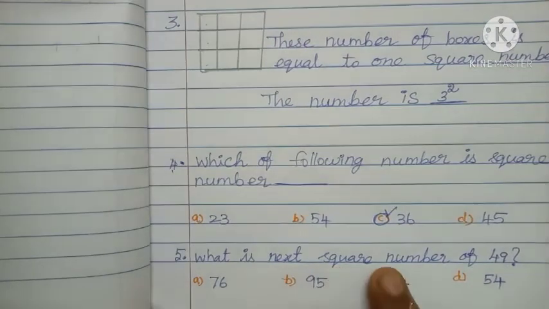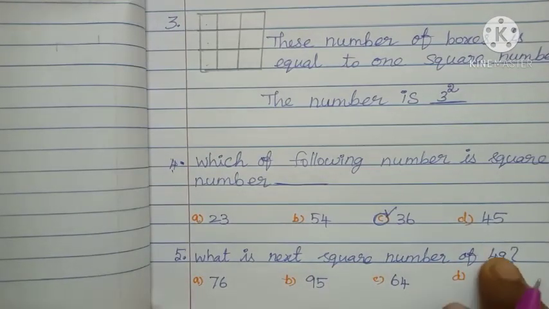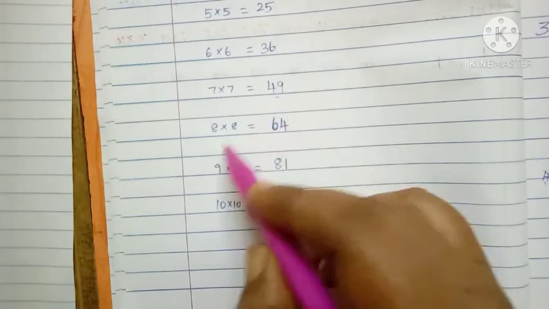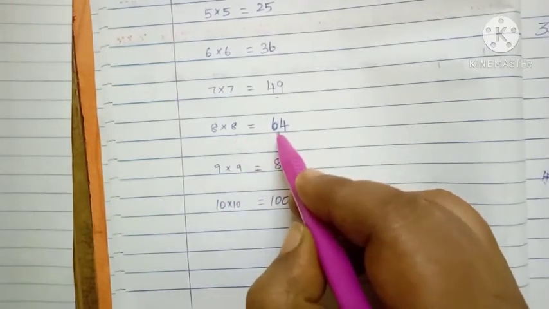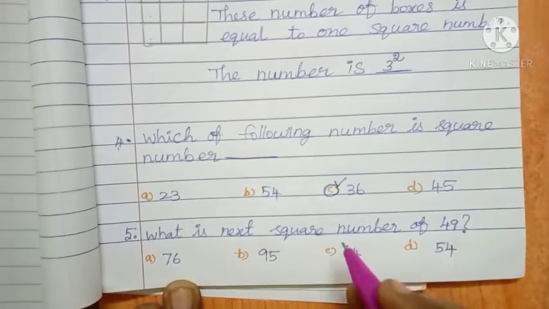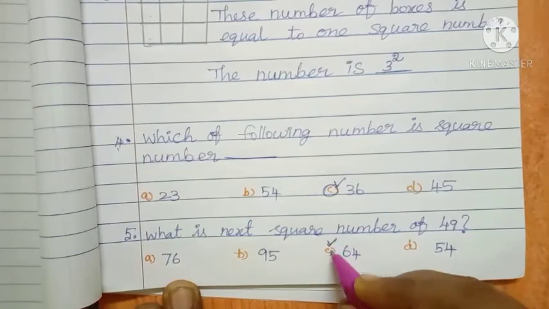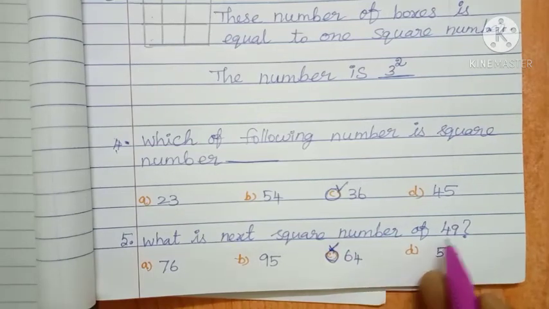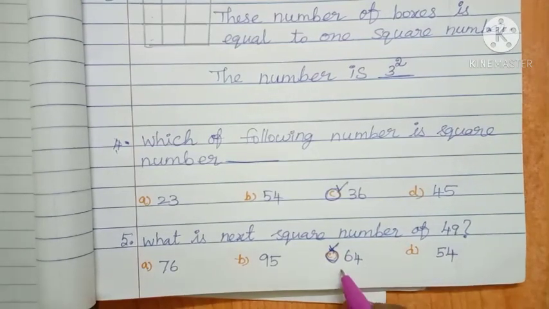Okay children. The next one. What is the next square number after 49? 49 you already studied. 7 sevens are 49. The next one, number 8, 8 eights are 64. 64 is here. Find out. 64. Yes, here. So this is the answer. 64 is the answer. What is the next square number after 49? 64. 7 sevens are 49. 8 eights are 64. Okay children. Thank you.